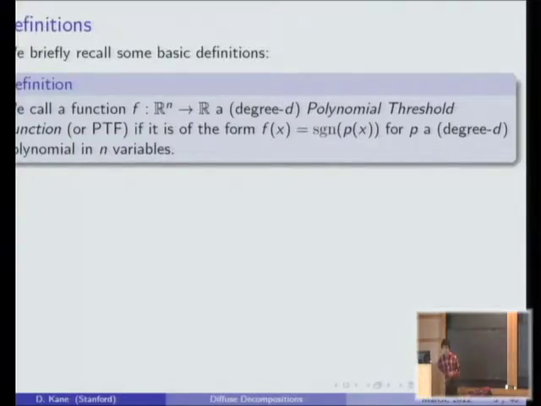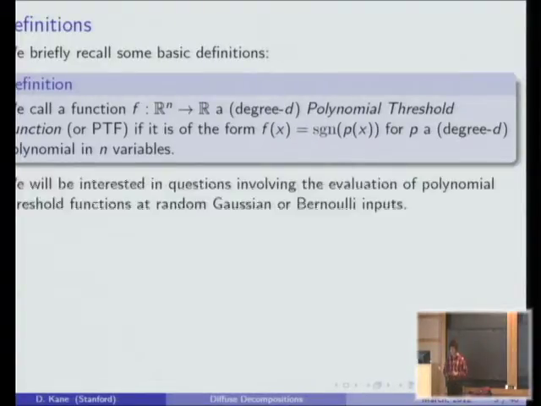So we'll start with some basic definitions. We say that a function from R^n to R is a degree d polynomial threshold function if it's of the form f(x) = sign(p(x)), where p is a polynomial of degree d in n variables. So you take an x, you evaluate this polynomial at it, and then you return plus or minus 1, depending on whether the result was positive or negative.